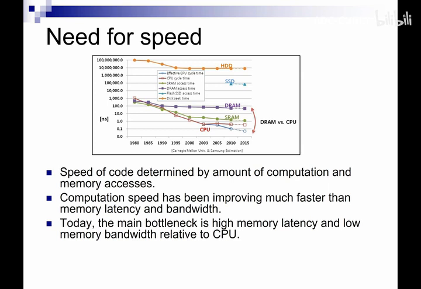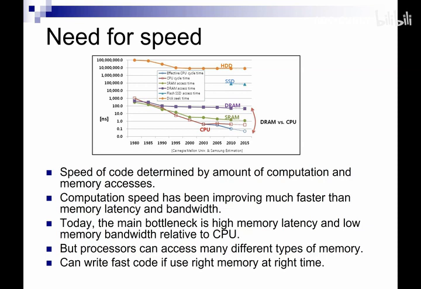So today, the main bottleneck for many programs is the memory. We say that many programs are memory bound because the limit to their performance is actually on how quickly they can read data. If they could read data faster, then they would also perform faster.